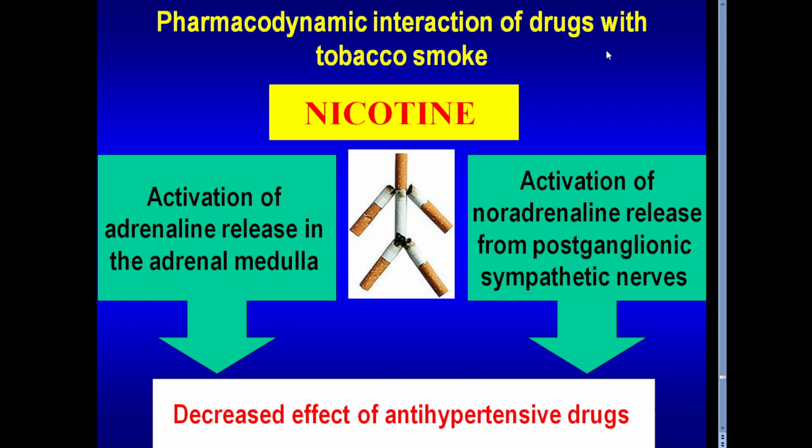Pharmacodynamic interaction. Of course, tobacco smoke includes nicotine, which is an agonist of N-cholinoceptors. Stimulation of N-cholinoceptors by nicotine after smoking causes activation of adrenaline release in the adrenal medulla and activation of noradrenaline release from postganglionic sympathetic nerves. Both noradrenaline and adrenaline release is increased. That's why it decreases the effect of antihypertensive drugs. Smoking together with usage of antihypertensive drugs is nonsense.